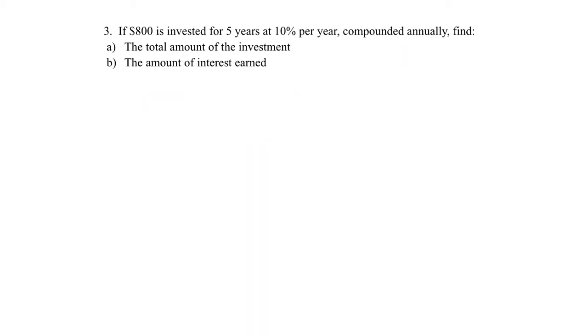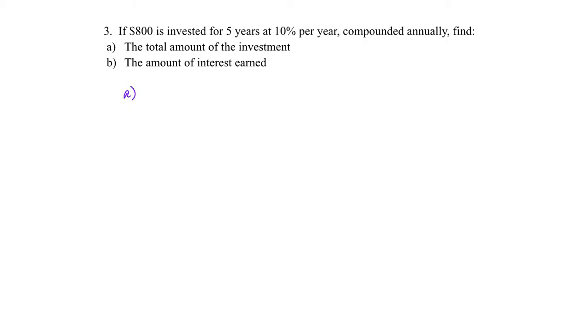Okay, let's take a look at problem 3. 3 says, if $800 is invested for 5 years at 10% per year, compounded annually, then we would like to find the total amount of the investment and the amount of interest that we earned. Okay, let's do this one together. We'll take our time, we'll map it through, and we should be good. So let's work through problem A.